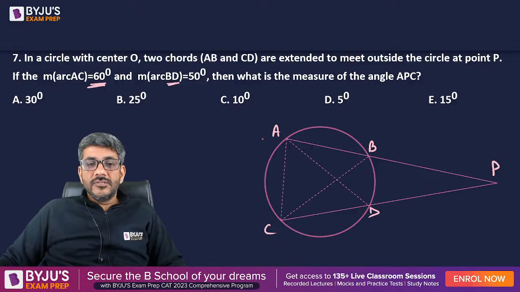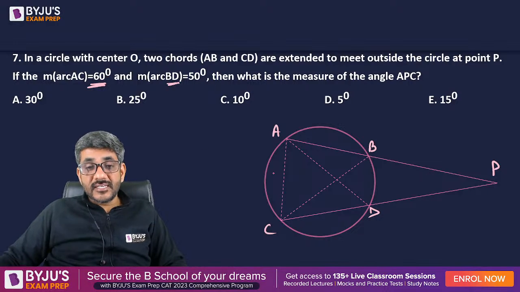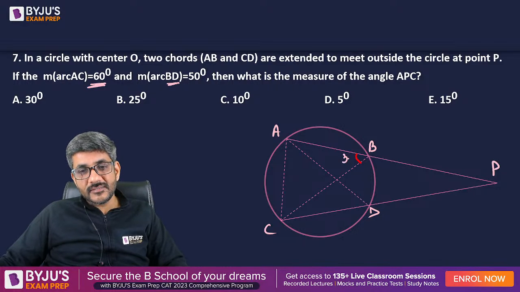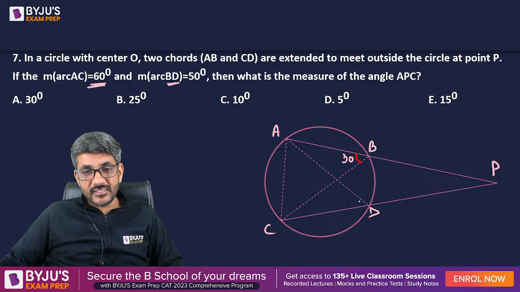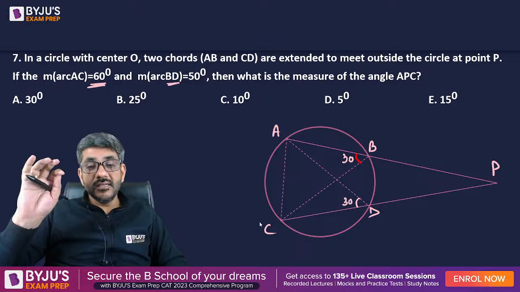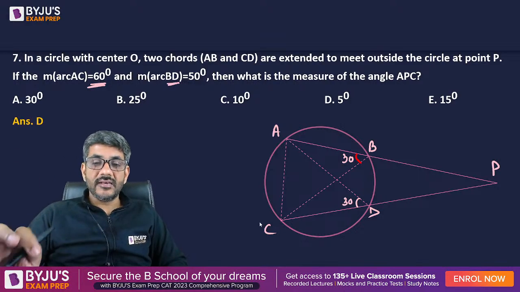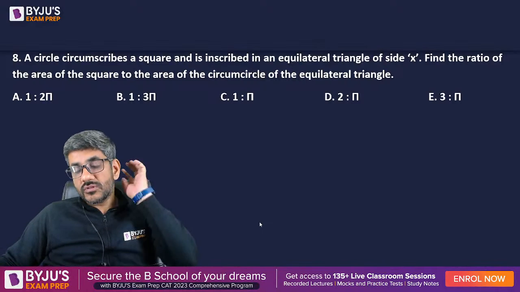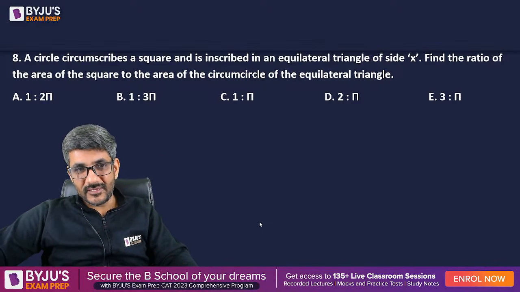ठीक है. So measure of arc AC is 60 degrees. That means this arc AC is making 60 degrees angle. अगर ये 60 डिग्री का एंगल बनाती है सेंटर पे, so can I say here it would make an angle of 30 degrees, and here as well it will make an angle of 30 degrees. Angle formed by a chord at the center is double the angle formed by the chord at the circumference.